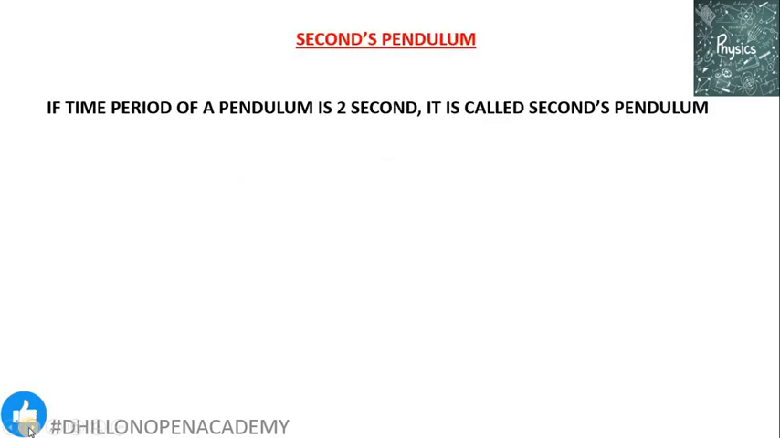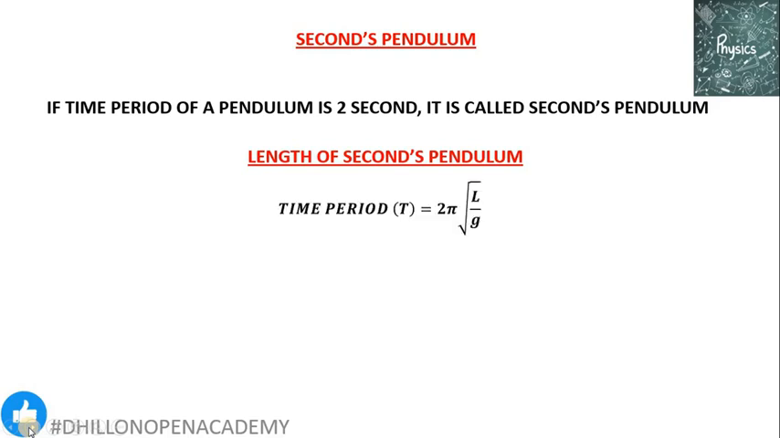Seconds pendulum. If we have a pendulum whose time period is 2 seconds, we call it a seconds pendulum. That is, it will complete one oscillation in a time period of 2 seconds. We want to find out the length of the seconds pendulum, which is an important question. So we will use the expression for time period.